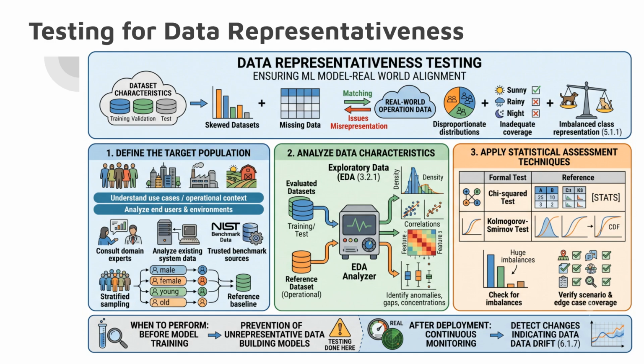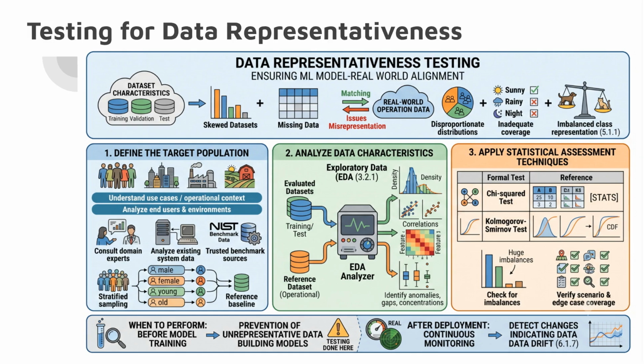Testing for data representativeness should be performed before model training to prevent building models on unrepresentative data. After deployment, the properties of operational input data should be continuously monitored to detect changes that might indicate data drift from the original training data distributions.